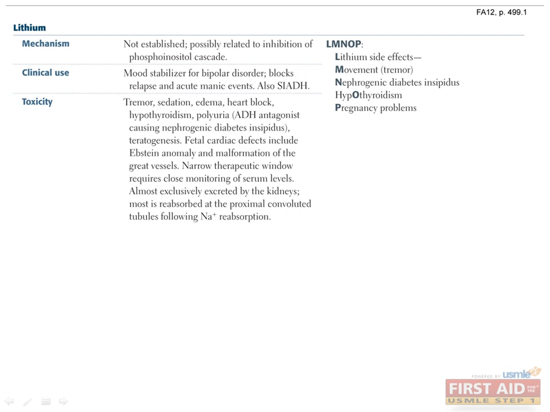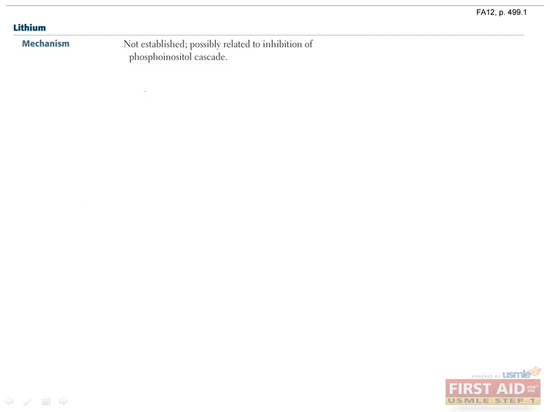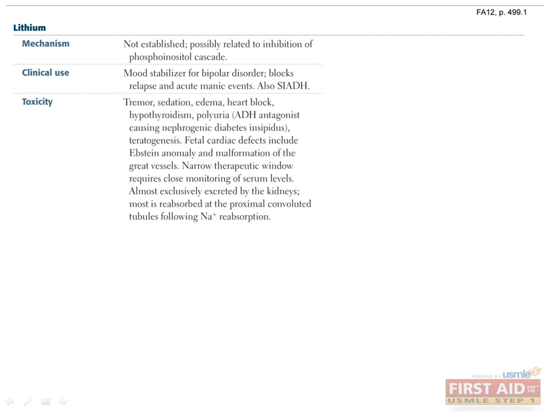The next couple of facts will discuss a few individual drugs that are used in relatively narrow windows of diseases. The first of these is lithium. The mechanism of action is not well established, but it's thought to relate to the inhibition of the IP3 cascade. It's used as a mood stabilizer for patients with bipolar disorder, as it can block acute manic events. The side effect profile for lithium is fairly extensive, as it can cause tremor, sedation, edema, and heart block.